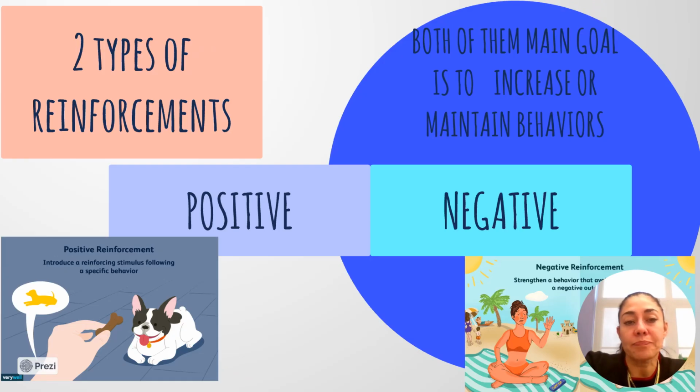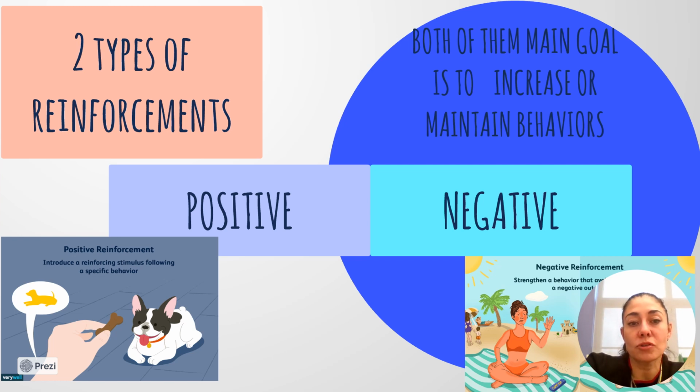To determine when and how to use reinforcement in a systematic manner so that the desirable behaviors are more likely to occur, it is necessary to define two types of reinforcement. We have the positive reinforcement and the negative reinforcement. And we're going to start now with the positive reinforcement.